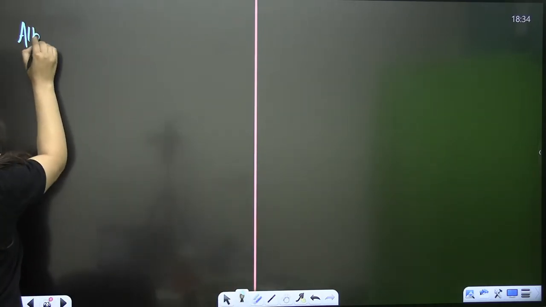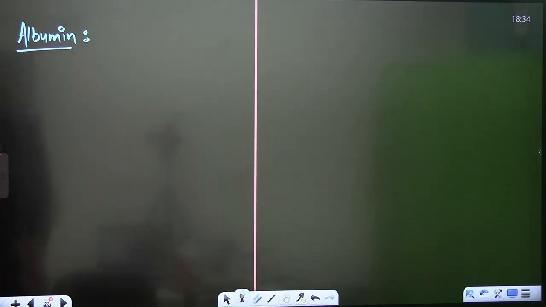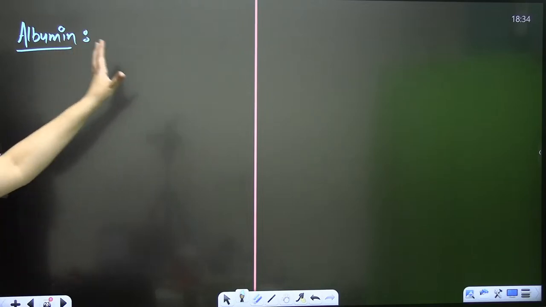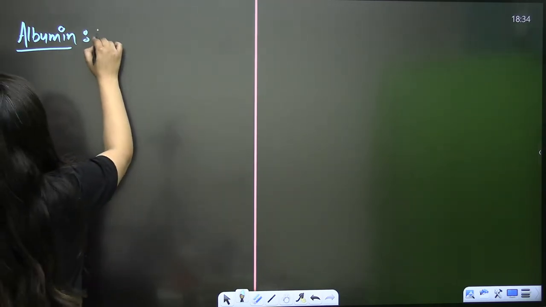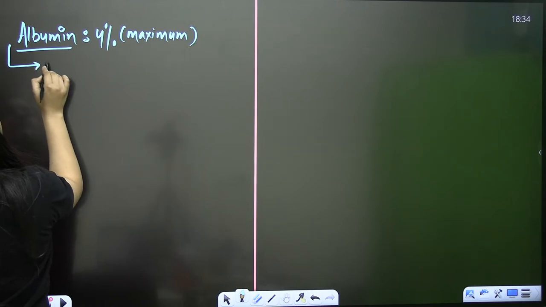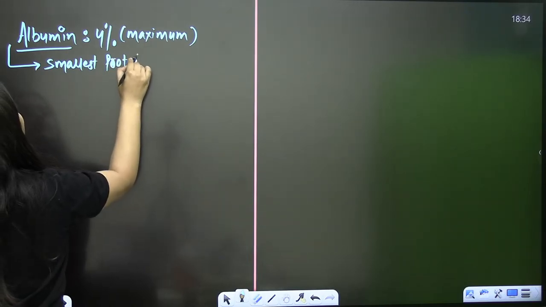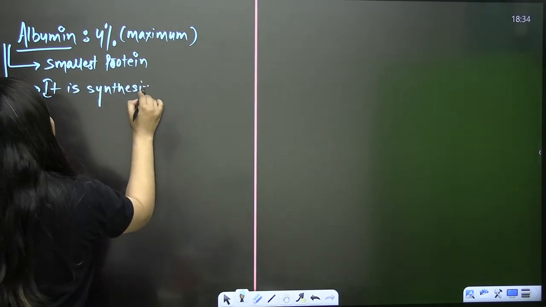First of all, let's start with the albumin. Albumin is maximum. If I just talk about the organic part of the plasma, it is 7 to 9%, and albumin's amount is maximum there, near about 4%. And let me tell you, this albumin is the smallest protein. Its quantity is more, but it is the smallest protein. It is synthesized by the liver.